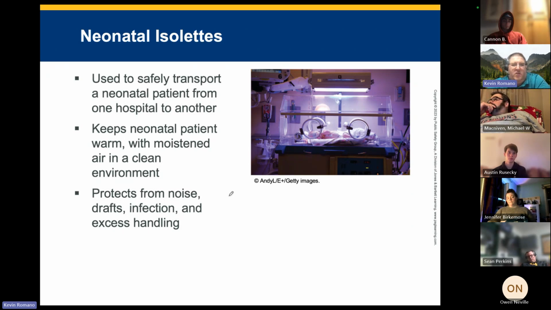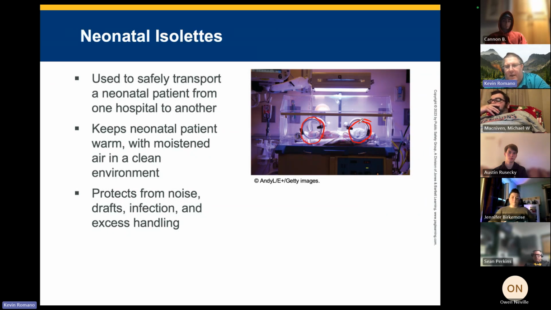They keep the neonatal patient warm. They are moistened with clean air inside and protect from noises, drafts, infection, and excess handling. So these ports that you see here are for our hands as providers, paramedics, whatever it may be, or EMTs, to start working on the patient inside. Right. So you don't have much room to play with. These are what they call isolettes.